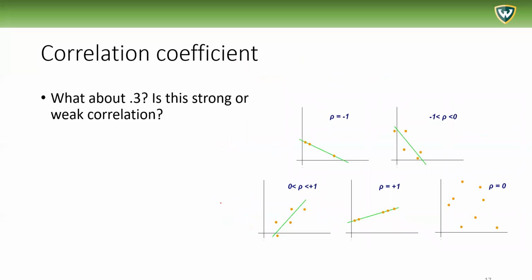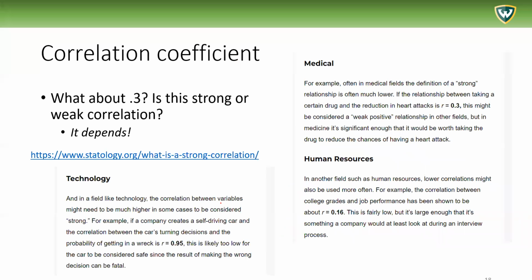So you may ask, what about 0.3? Is it a strong or weak correlation? What about 0.4 or 0.2 or 0.45? Well, the answer is it depends. It depends on the different context that you're working in. And there's an interesting article here you can read about.